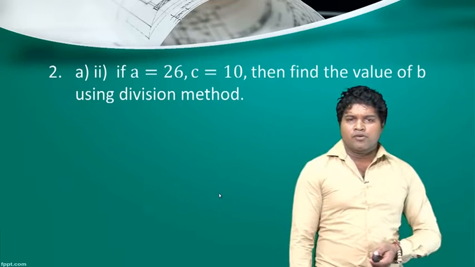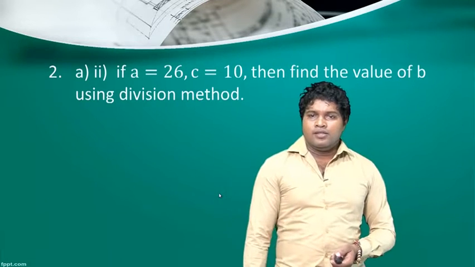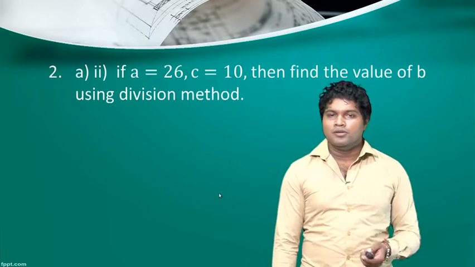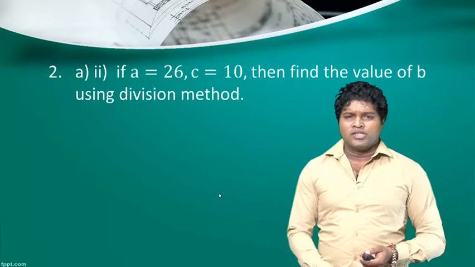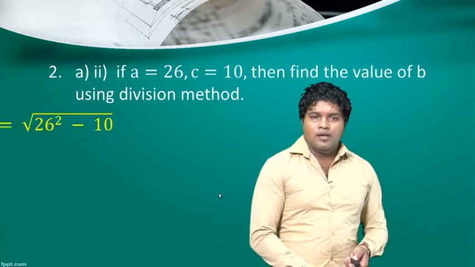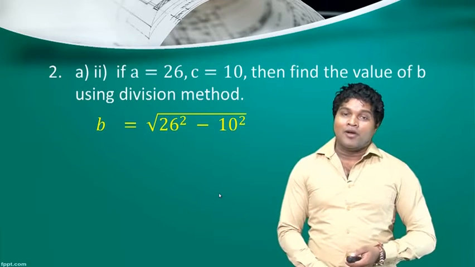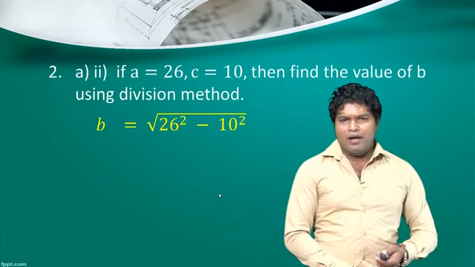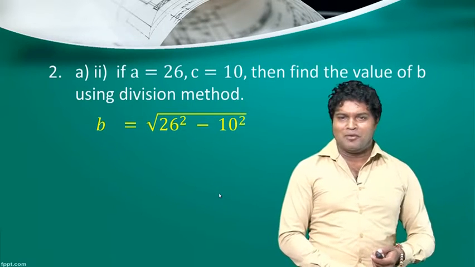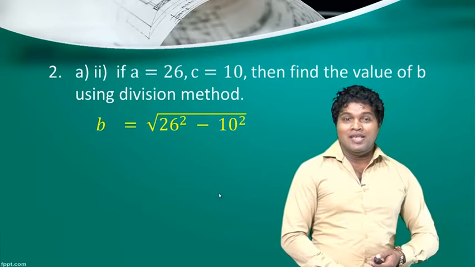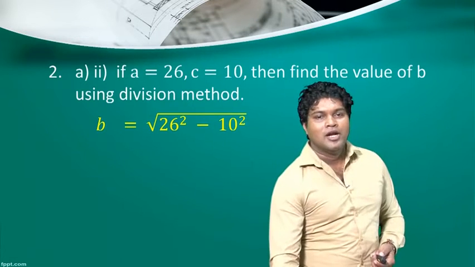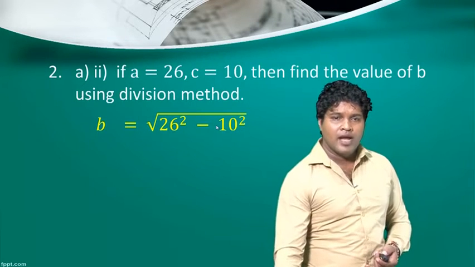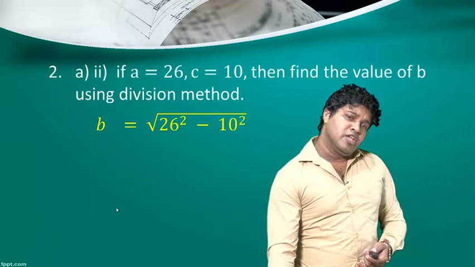If A equals 26 and C equals 10, then find the value of B using the division method. Let's recall the formula we already made the subject: B equals the square root of A squared minus C squared. Instead of A, we substitute 26 squared, and for C, 10 squared. And we have to find the value of B using the division method.